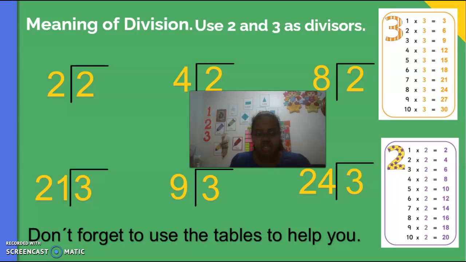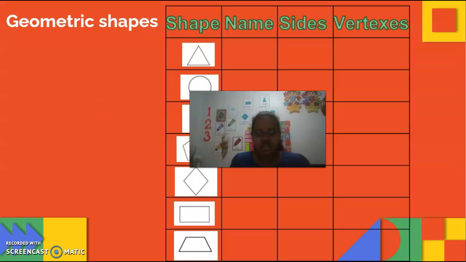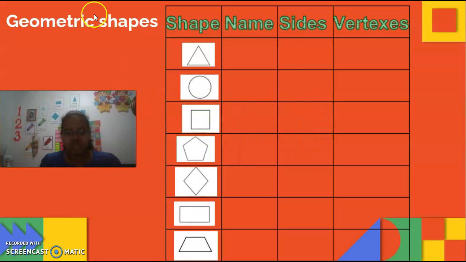And today the last exercise that you're going to work on is geometric shapes. Shape, name, sides, and vertices. You're going to write the name of this shape. Then the sides, how many sides does the shape have, and then the amount of vertices. What is the name, for example, of the first one?